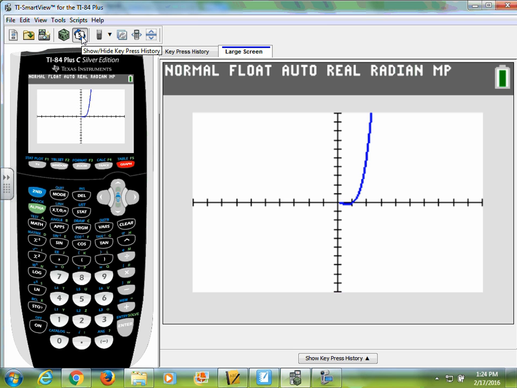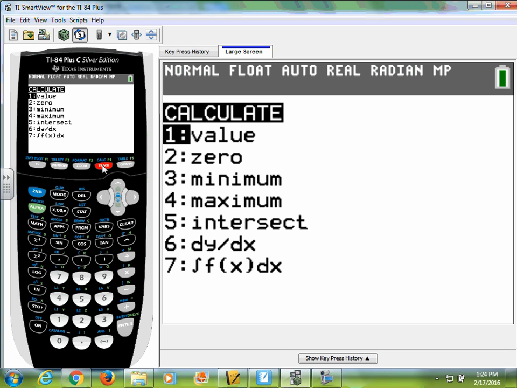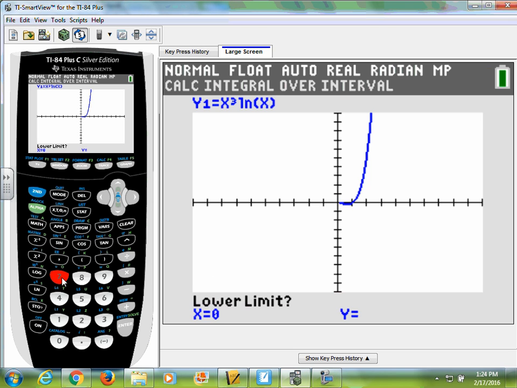Okay, so if you graph that function, you get this kind of almost like a half a parabola shaped graph. And then to find your integral, you go to your second calc button, and your 7th option down is the integral of f of x dx. In this case, our lower limit is 1, and our upper limit is 3.